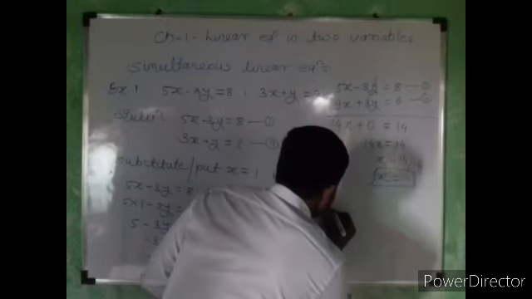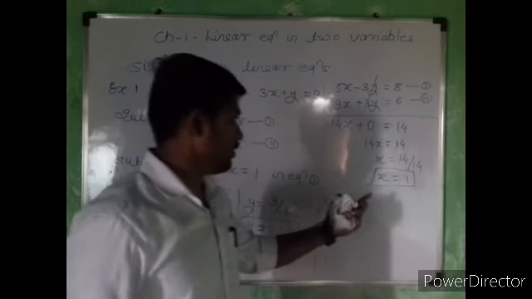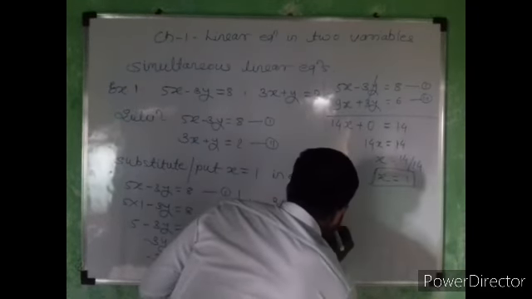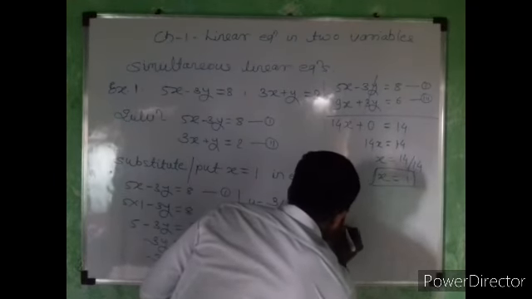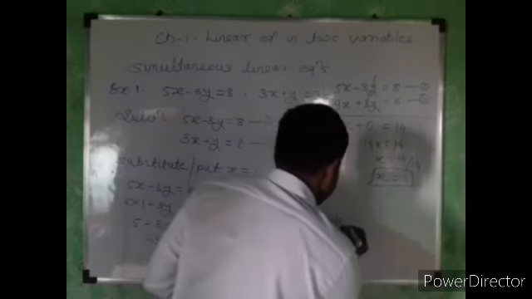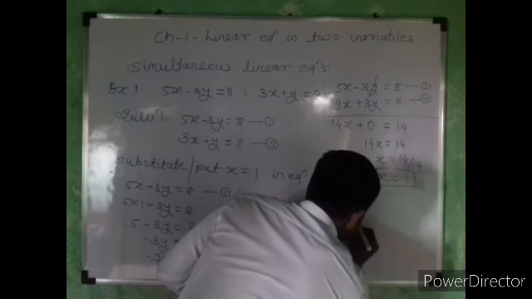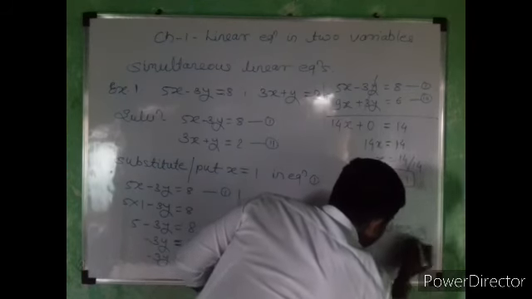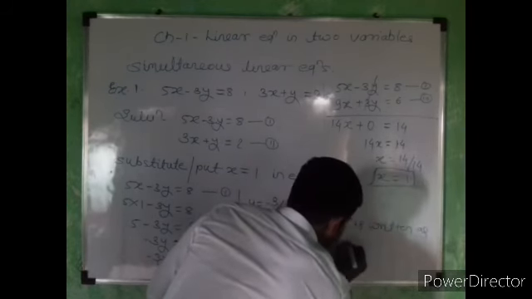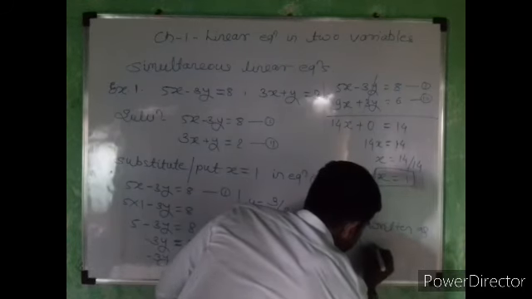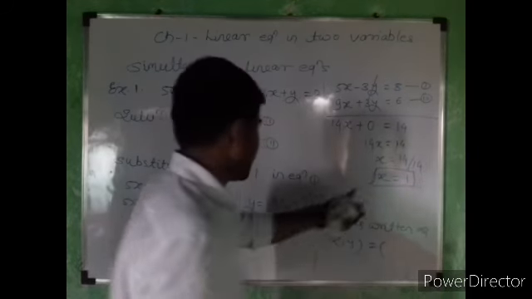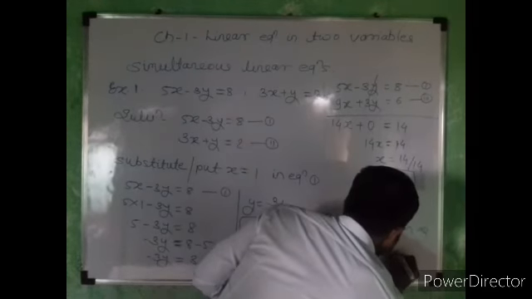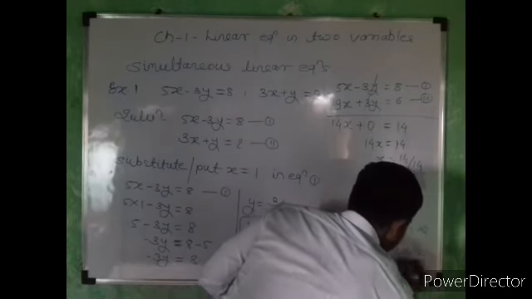And here we find the value of x and y, and the solution is written as x comma y is equal to value of x. Firstly we write the value of x 1 and the value of y is minus 1.